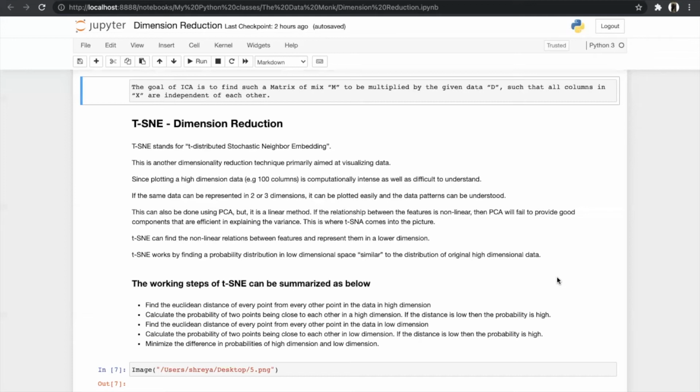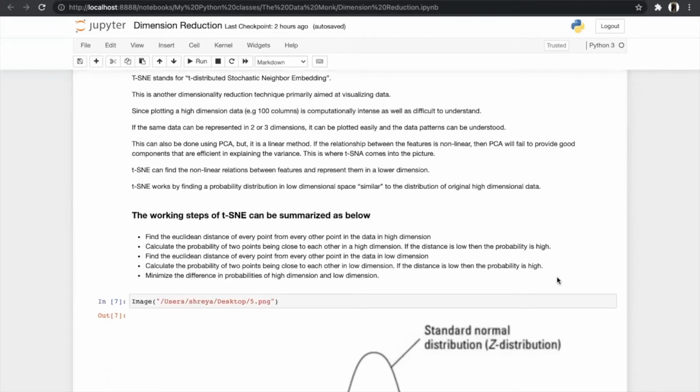And t-SNE works by finding the probability distribution in low dimensional space, similar to the distribution of the original high dimensional data. So now we will see the working steps of t-SNE. First, we will find the Euclidean distance of every point from every other point in the high dimensional data. Then we will calculate the probability of two points being close to each other in the high dimension. And if the distance is very low, then the probability will be high.